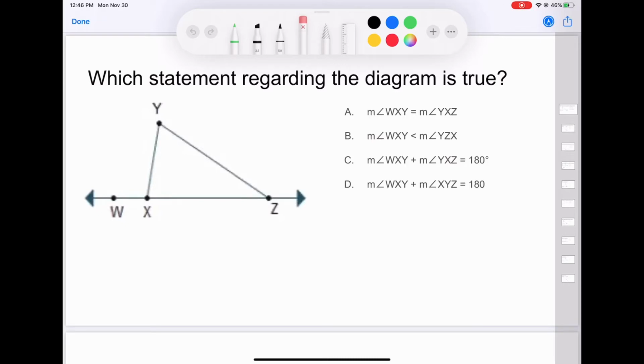The first one says the measure of angle WXY is equal to, or congruent to, the measure of YXZ. So we want to identify those two angles. So here we have WXY and that angle, and then we have the measure of YXZ.